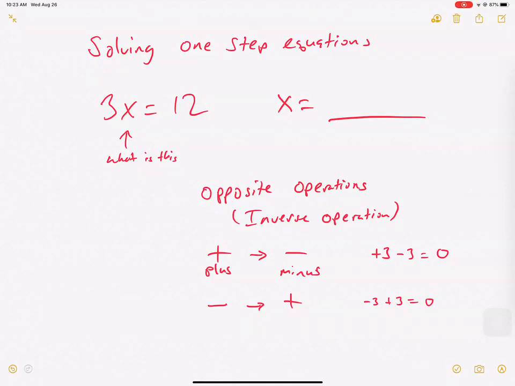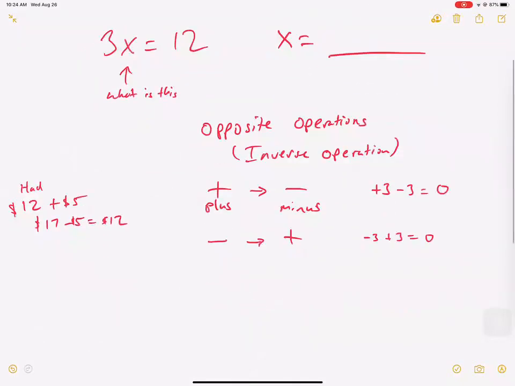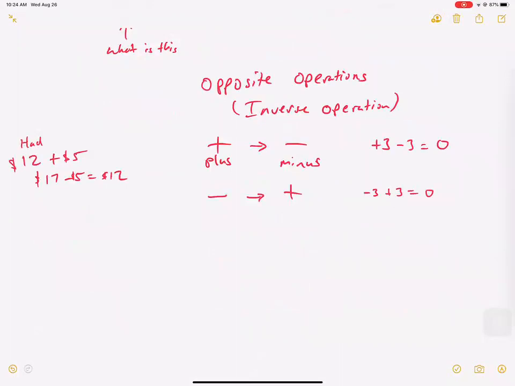If we start off, let me write this on the left. If you had $12, and I added $5 to it, hey, you have $17 now. Nice. But what if I had to say, oh man, I made a mistake. I gave you too much money. Can you give it back? The opposite operation of a plus $5 is a minus $5. And we're back to our original $12. So the opposite of plus is minus. The opposite of minus is plus.